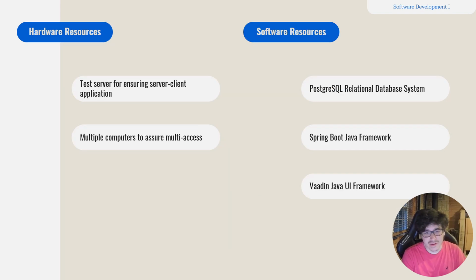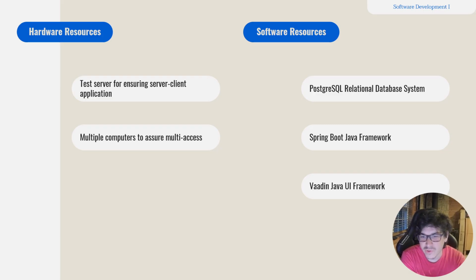So for testing, we're going to need a server, of course, because you don't know if your server client system is going to work. Once you get a server going, you need multiple computers to ensure multi-access, and then obviously you need the computers for developing. But I figured that goes without saying.